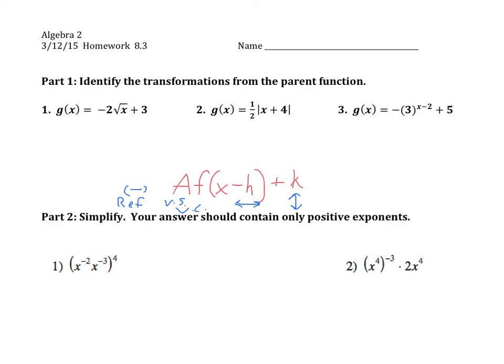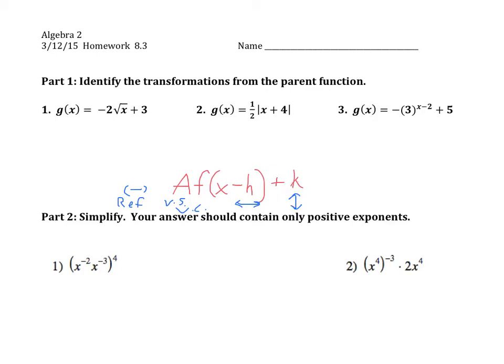Alright, so we are identifying some transformations, and just to remind you, what we're looking for is if there's a negative in front, it's a reflection. If there's a number in front of the main part of the function, then that might be a vertical stretch or vertical compression. If there's any kind of addition or subtraction happening next to the x variable, then that'll go left or right, and if there's a number hanging out at the right hand side, just a plus or a minus number, then that's up and down.